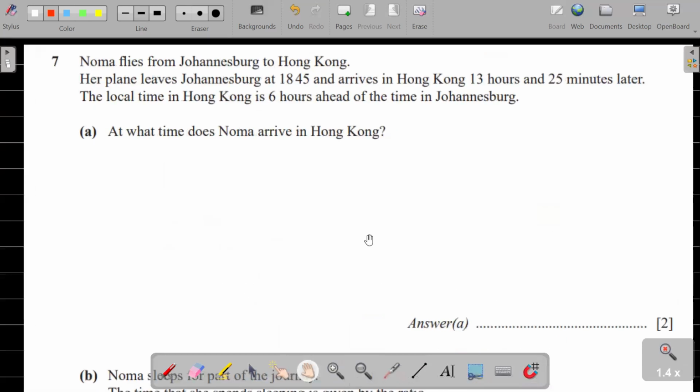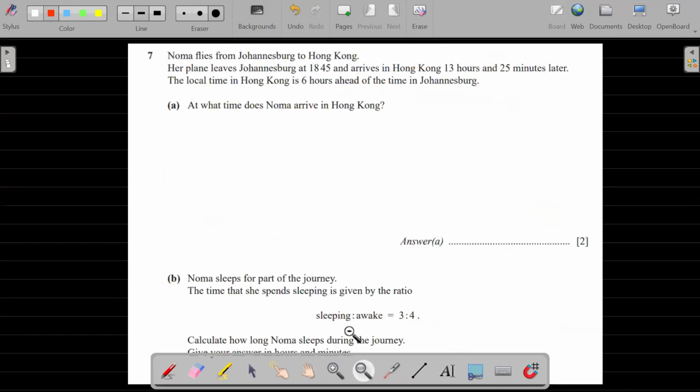Noma flies from Johannesburg to Hong Kong. Her plane leaves Johannesburg at 18:35 and arrives in Hong Kong 13 hours and 25 minutes later. Local time in Hong Kong is 6 hours ahead of the time in Johannesburg. So at what time does Noma arrive in Hong Kong?